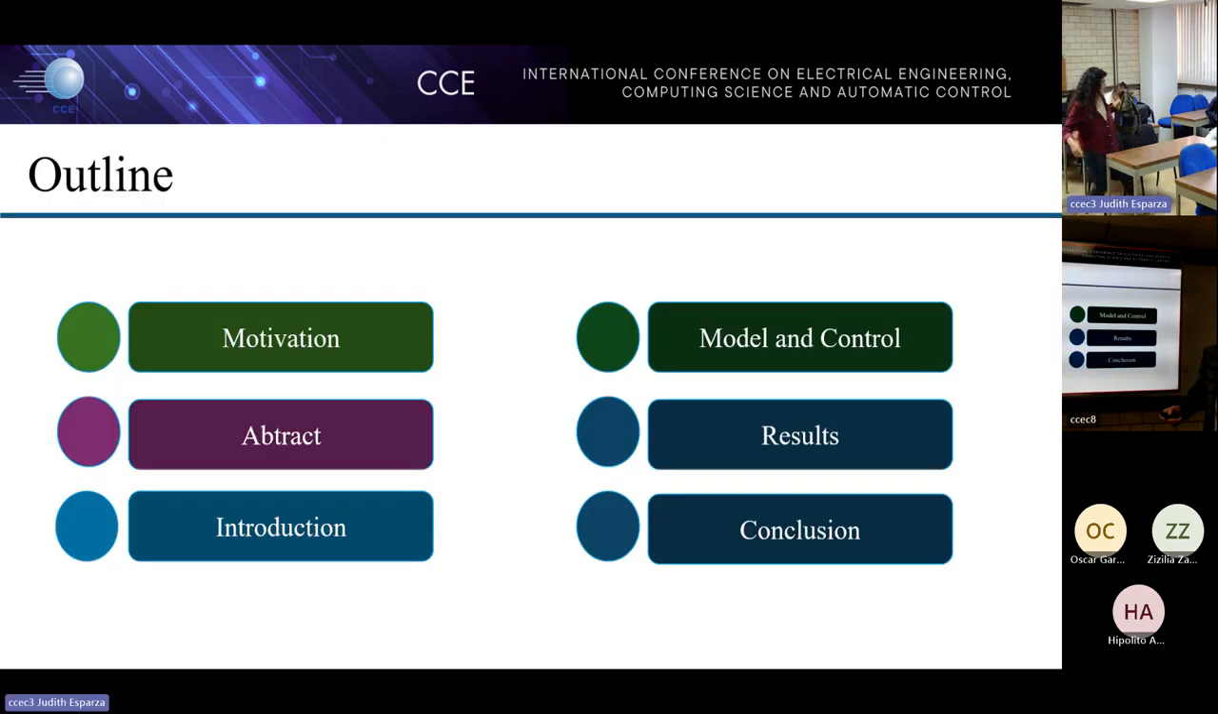I will introduce this outline: first a motivation of this research, secondly the abstract and then the introduction. Before the results, I give you the model and control strategy implemented in this research, and then the most important results in this research. And finally, I will give you a conclusion.